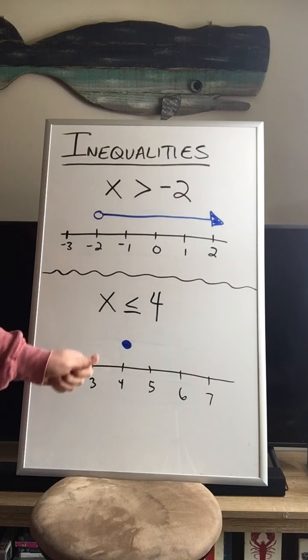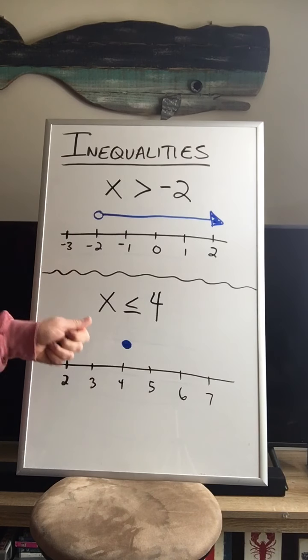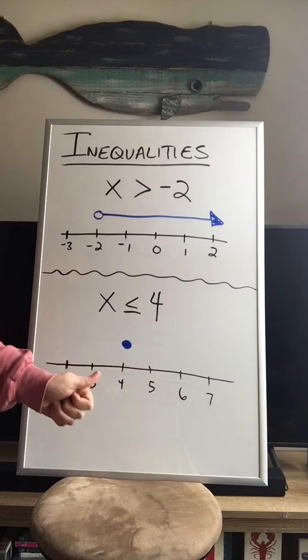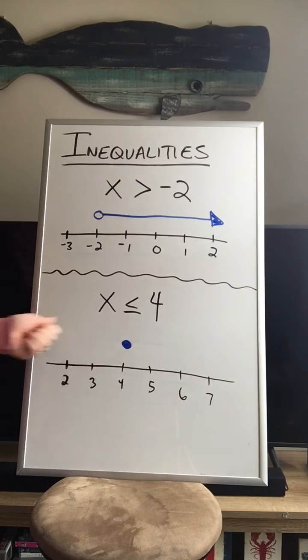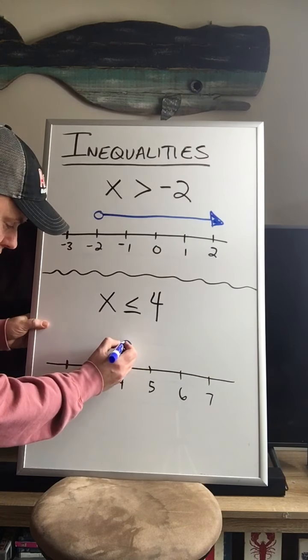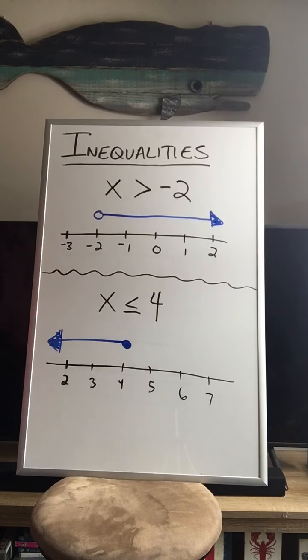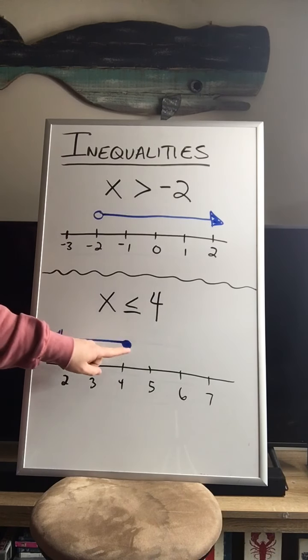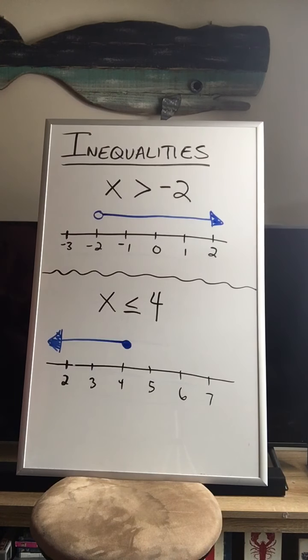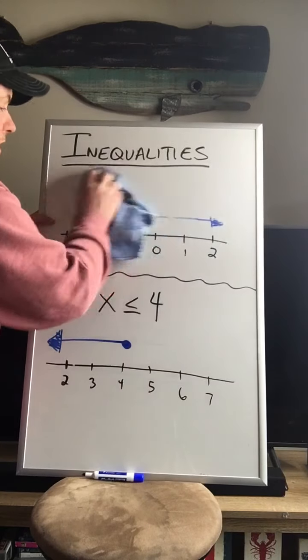And then where are the numbers less than 4? To the left or to the right? The numbers are less over here, right? So I will draw an arrow, shade in to the left. This is showing where all the numbers that are less than or equal to 4 are. Starting at 4, closed in dot, and to the left. Okay? Let's do a couple more just to make sure.